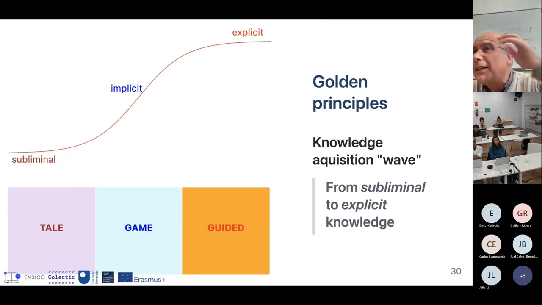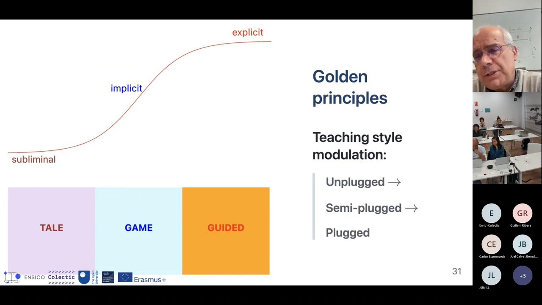The subliminal one, and in this education it starts from grade 1 to 12, is through tales. Little stories, that's why storytelling is important. And it's our experience in teaching that this is very effective. The characters that populate these tales become top stars in the classroom. In the game, it's the same, because we are playing a game, okay? So the data structures and the algorithms that are behind those games are not yet explicit. And the explicit phase is a guided phase, okay? The explicit phase can be unplugged, but slowly plugging comes along, okay? So we call this the teaching style modulation, corresponding to the three phases: unplugged, semi-plugged, and plugged.